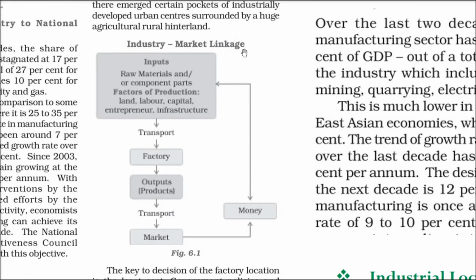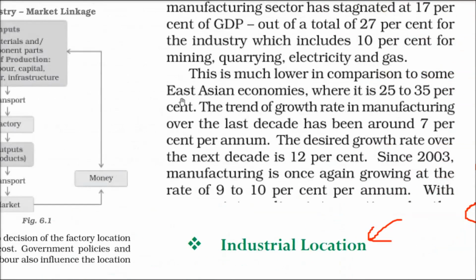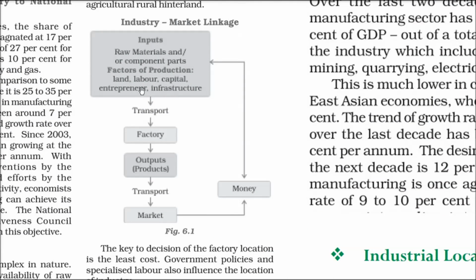Coming to industry market linkage, what happens? The money is the key factor. It is being invested in the industry. So the inputs are raw materials and common component parts, and the factors of production we need, which we already talked about: land, labor, cheap labor, good labor, skilled labor, capital, entrepreneur, and infrastructure. When all these things are there, the money is invested. Then the raw material or the people have to be transported to the factory, or they will transport themselves to the factory.